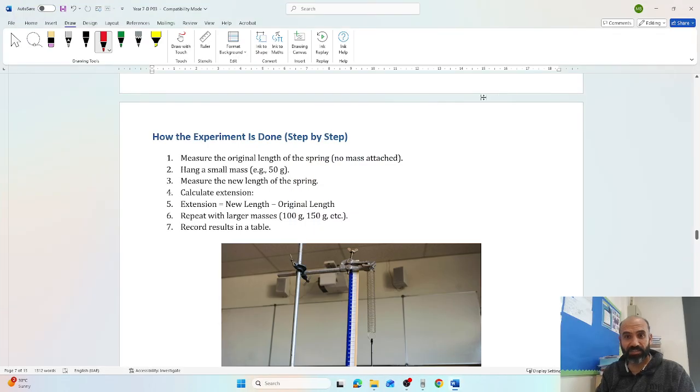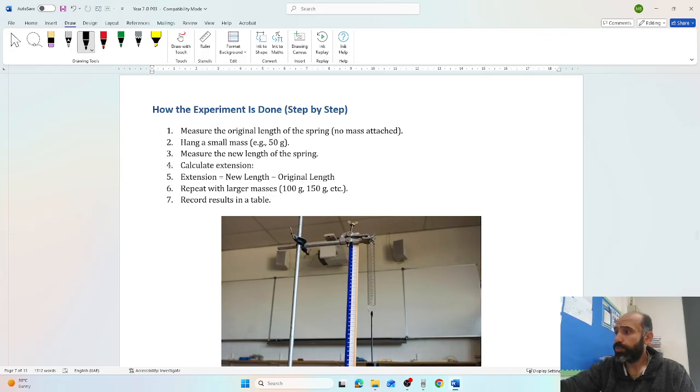Okay, so I think it's clear right now. You have a spring and you will add extra masses to it, and each time you will measure the total extension due to the total mass that you have. So these are the steps. You will measure the original length of the spring, which is x naught, the initial length. You will hang a small mass, for example, 50 grams. You will measure the new length, which is just x. You will calculate the extension.